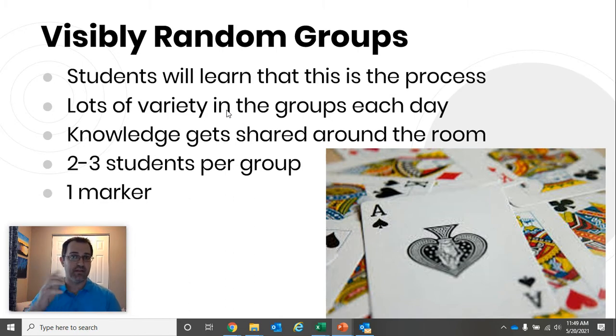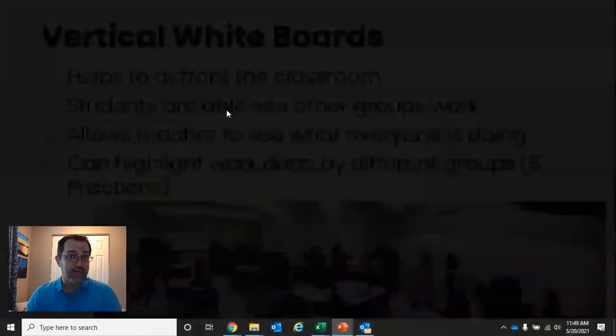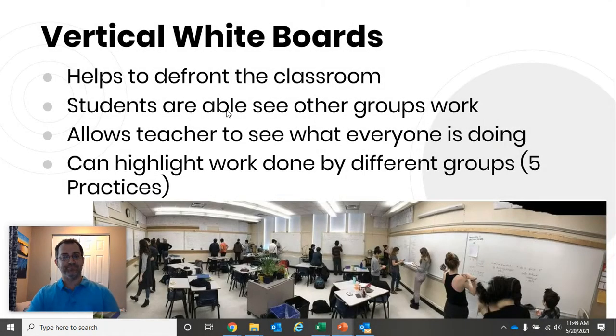So if the teacher comes around and makes some sort of a notation on the work that the students are doing, you'd be able to look back and know what you did compared to what the students had done. The other part is the vertical whiteboards. Now I'm saying whiteboards here. I like the whiteboards, but don't think it has to be.